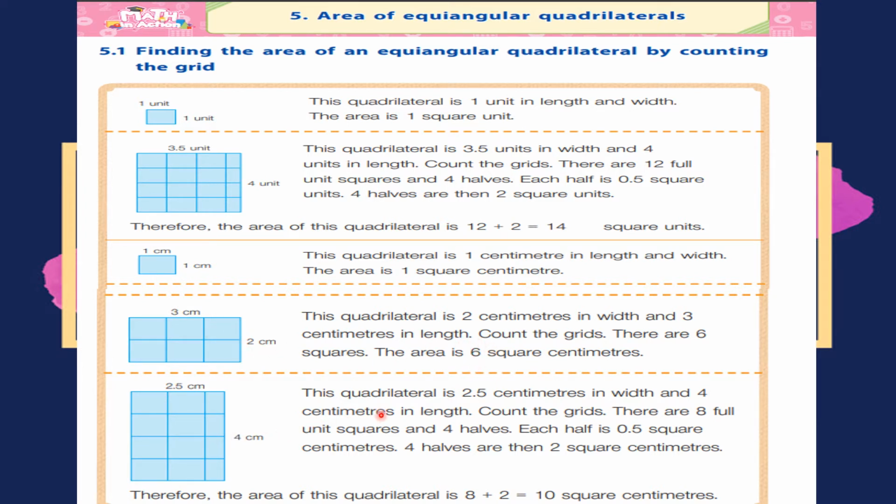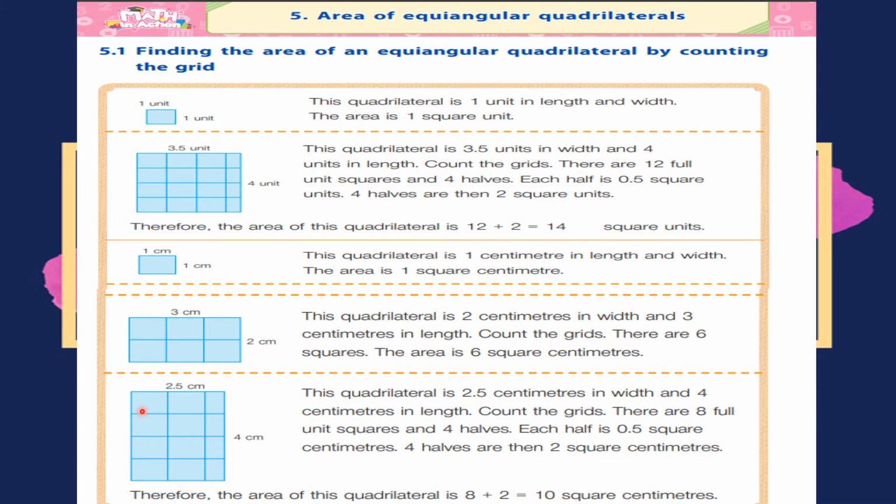This quadrilateral is 2.5 centimeters in width and 4 centimeters in length. Count the grids, and there are 8 full square units and 4 halves. Each half is 0.5 square centimeter. So 4 halves are then 2 square centimeters.